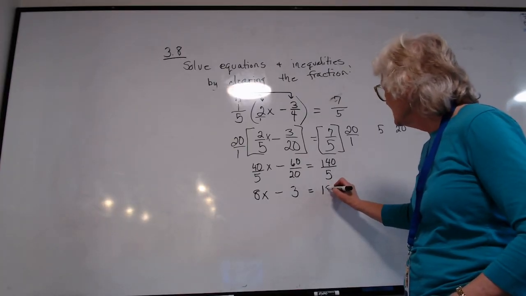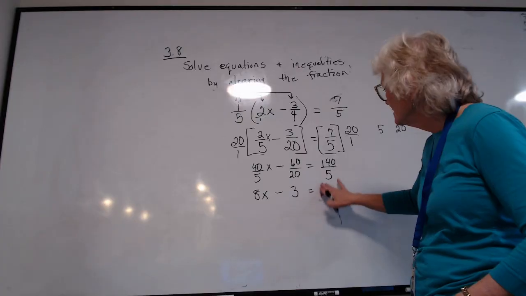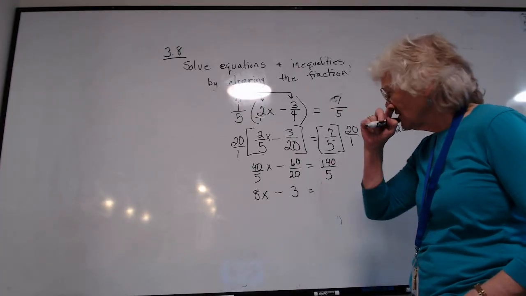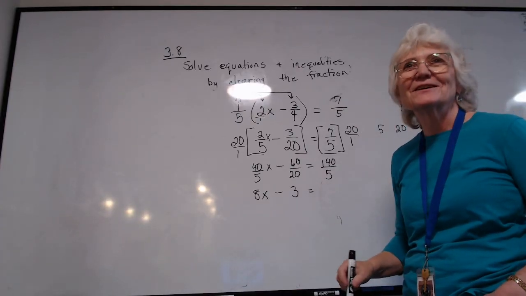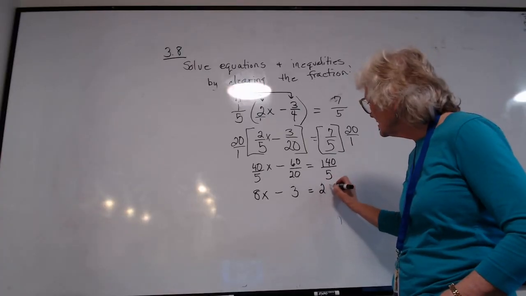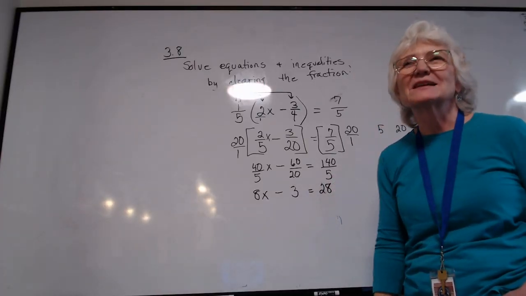It's 18. No, it's not. Because 5 times 20 is 100. That's right. So it would be 28. Okay, 28.